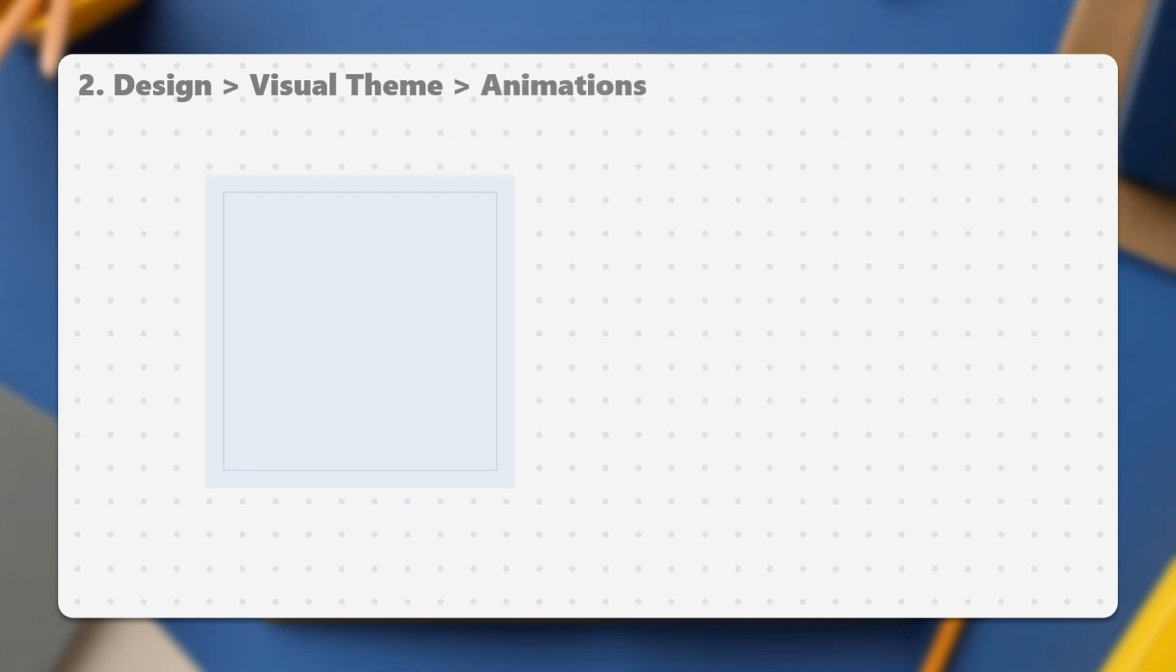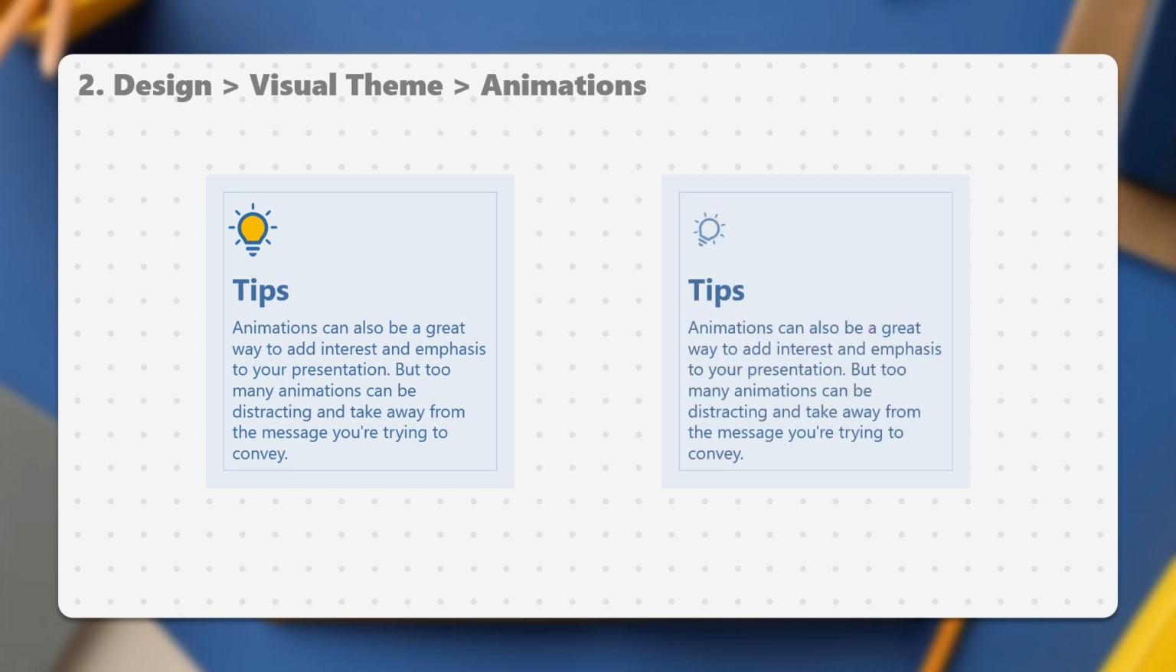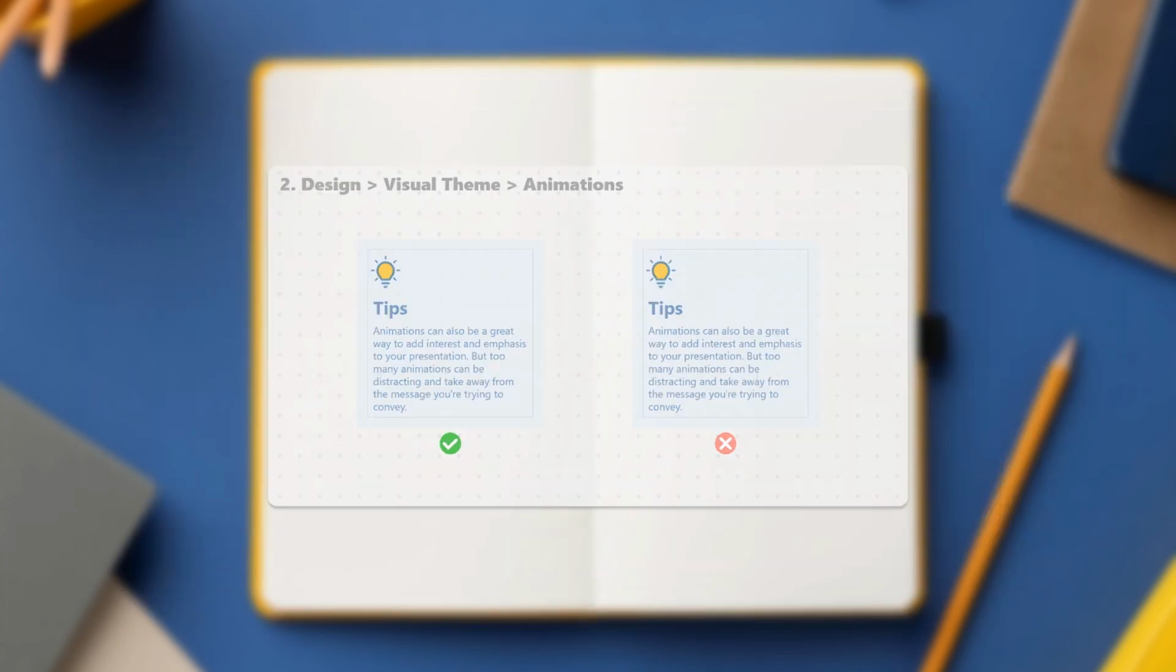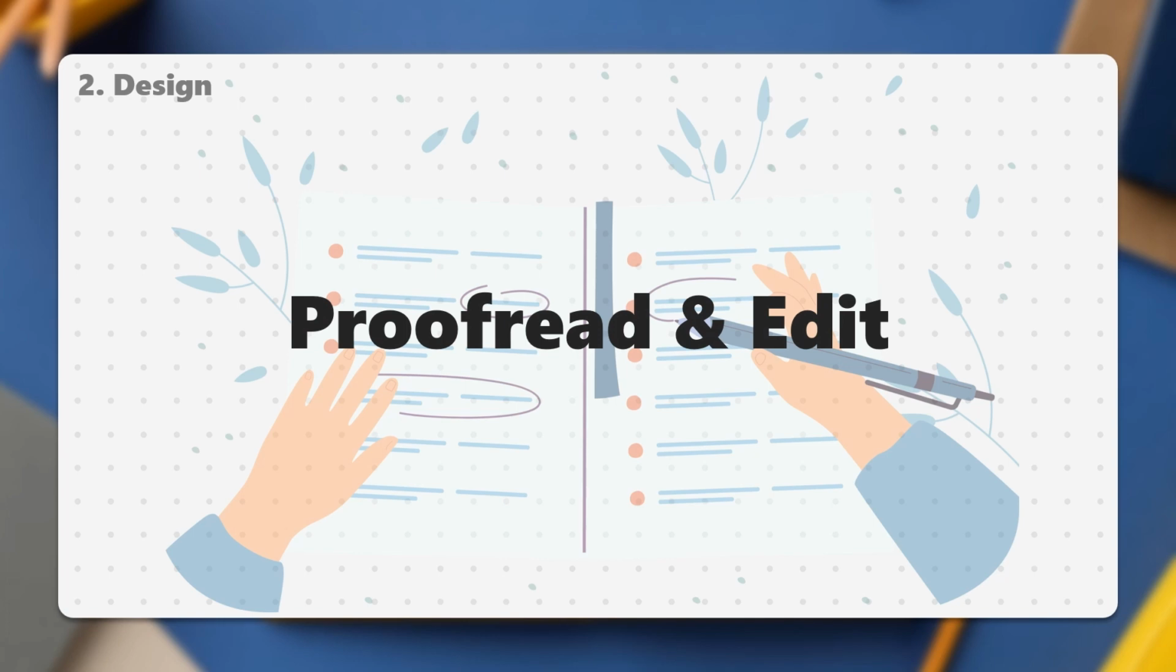Animations can also be a great way to add interest and emphasis to your presentation, but be careful not to overdo it. Too many animations can be distracting and take away from the message you are trying to convey. Finally, make sure to proofread and edit your presentation before delivering it. Typos and grammatical errors can undermine your credibility and distract your audience from your message.